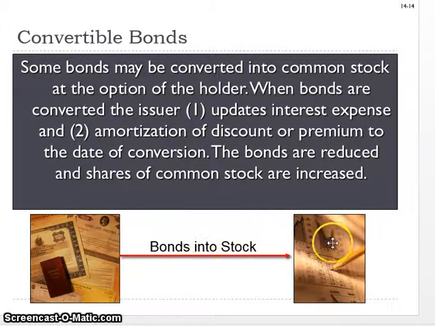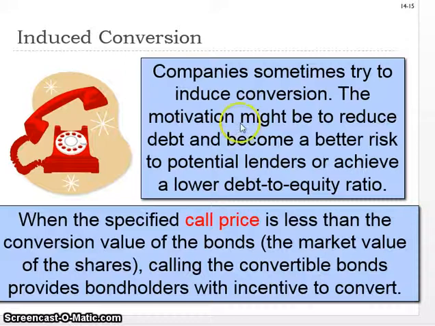All right. When they do get converted, the company has to take the bonds off the books and get rid of any discount along the way. And the shares of common stock that are converted to are increased. Sometimes companies try to induce conversion, right? They're trying to basically say, hey, this is a really good thing. You should convert to stock.